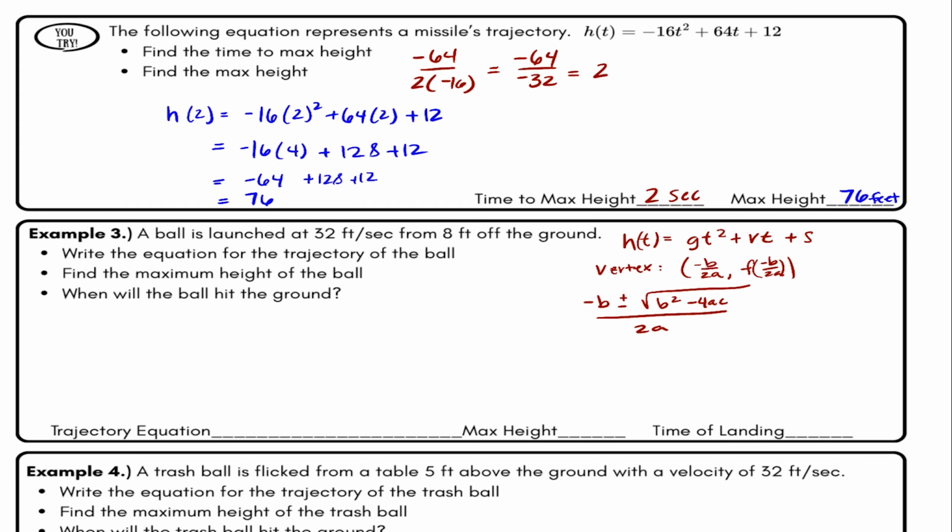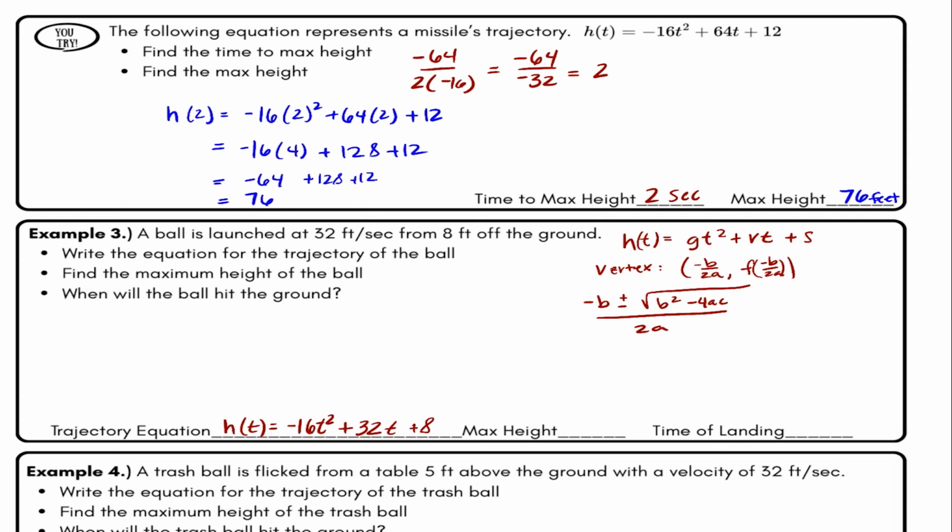Let's start with the trajectory equation. So our trajectory equation is going to start off with h of t equals negative 16t squared plus the velocity. Remember, velocity is the distance that something travels over time. So it's 32 feet per second. In this case, velocity is 32. And our starting height is 8. Okay. So now we have our trajectory equation. Great. Now we can start working through the other parts.